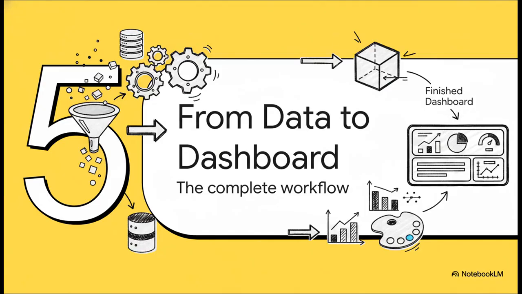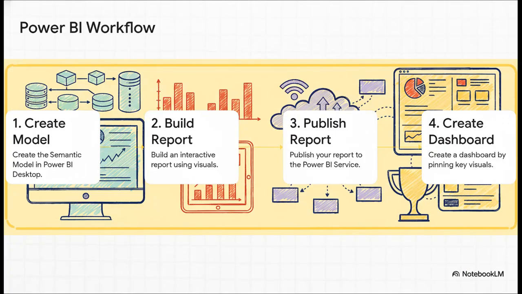All right, so we've looked at all the different pieces of the puzzle. Now let's put it all together. Let's trace the complete workflow from that messy raw data all the way to a polished, finished dashboard. It all comes down to this simple four-step journey. First, you create that all-important semantic model in Power BI Desktop. Second, you build your interactive report right on top of it. Third, you publish that report to the online service so you can share it with your team. And fourth, you create that high-level dashboard by pinning your most important visuals. Model, report, publish, dashboard.